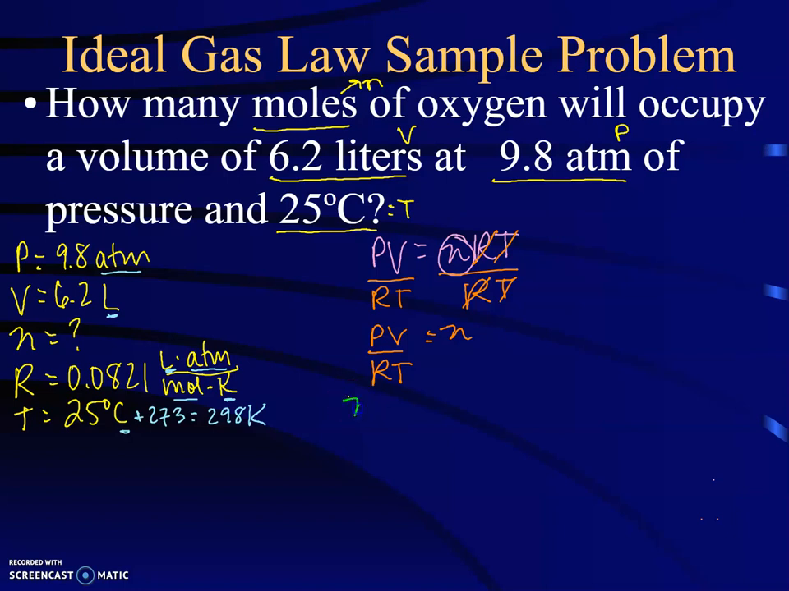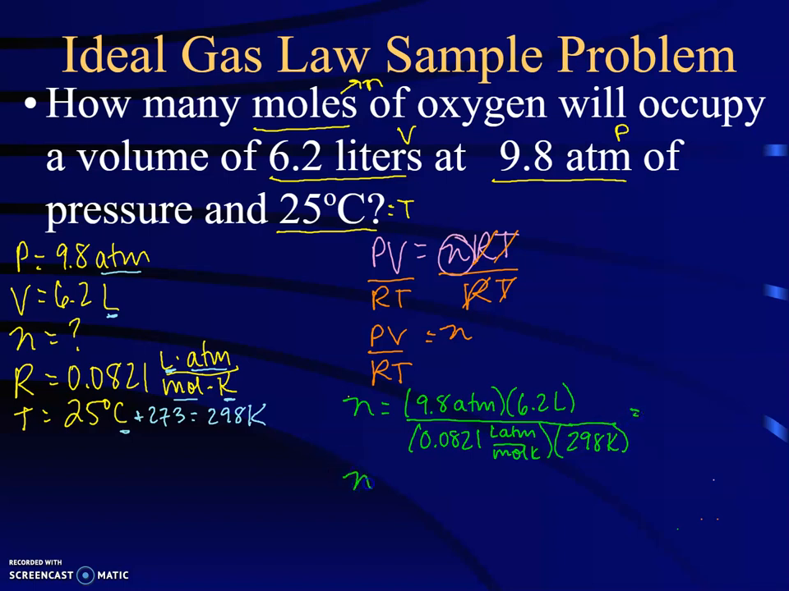That is the equation that I am going to plug into. So I'm just going to rewrite it the other way. n equals, and now I'm going to plug in my PV over RT on this side. So my pressure is 9.8 atmospheres. My volume is 6.2 liters. R is 0.0821 liter atmospheres per mole Kelvin. And my temperature is 298 Kelvin.